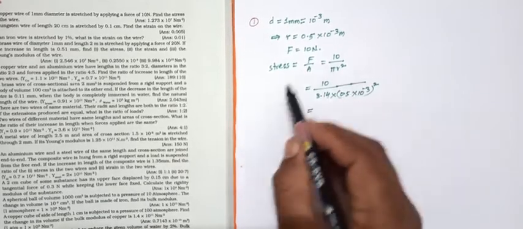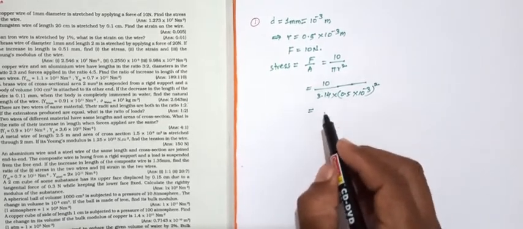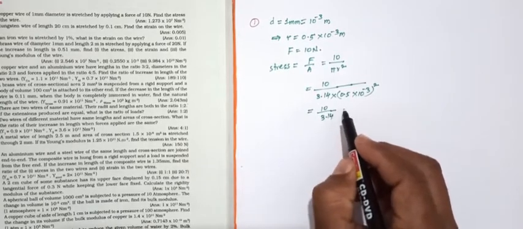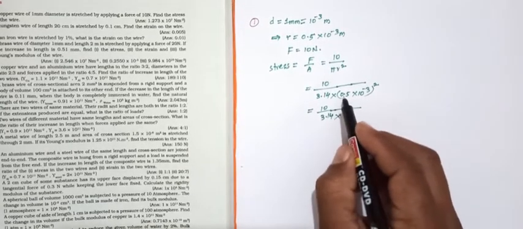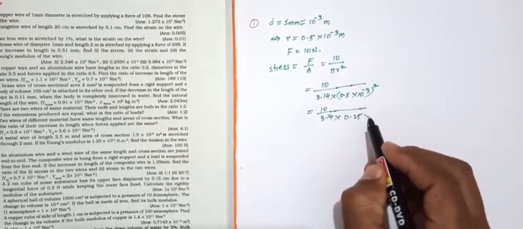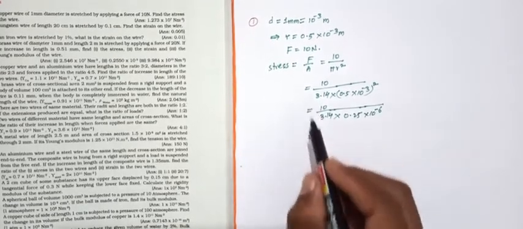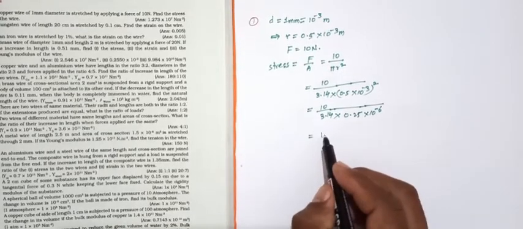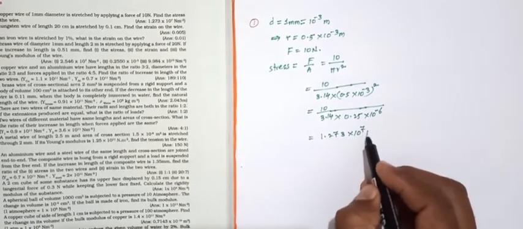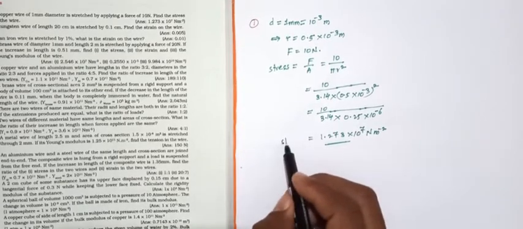From this, we can calculate. So in this, that is 10 by 3.14 divided by 0.5 into 0.5, 0.25 into 10 to the power of minus 6. That equals, so the value is 1.273 into 10 to the power of 7 newton per meter square. So this is the stress.